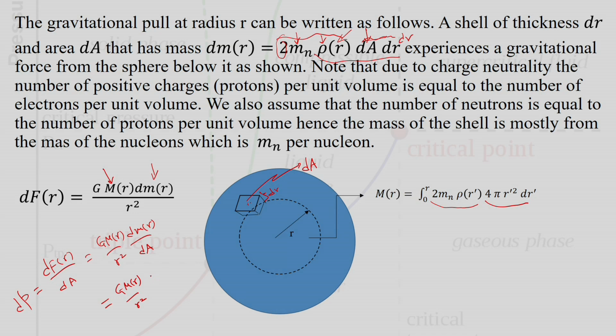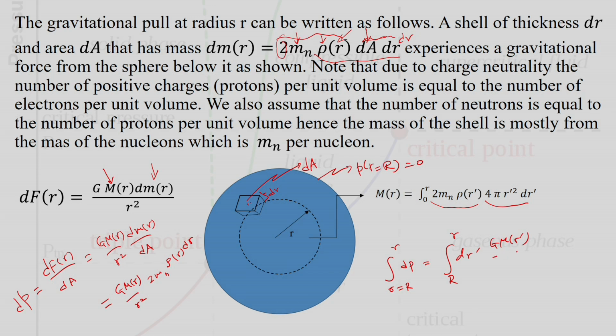So, the pressure is 2 m_n rho r dr. I want the pressure at some point r. So, what I have to do is integrate from a point where I know the pressure to be 0, where the pressure at r equal to R is 0. So, I am going to integrate from r equal to R to r.